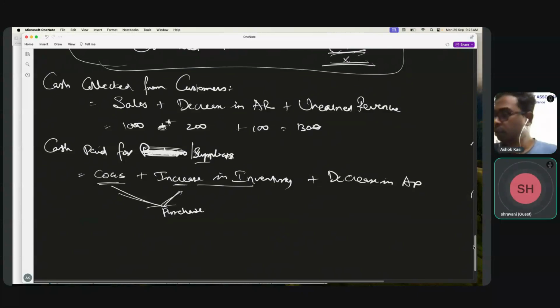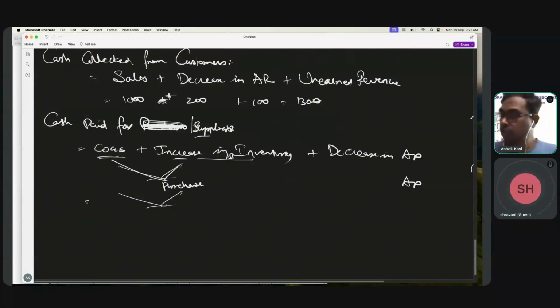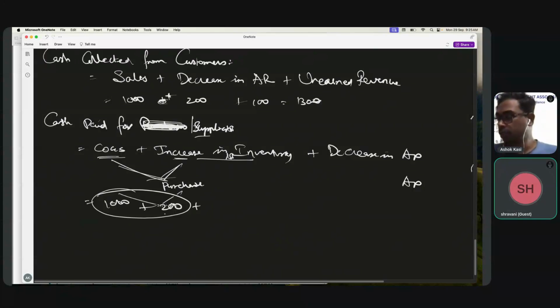Is this fine? Have you understood this one? Like cost of goods sold is again 1000. Increase in inventory is 200. So this much I have purchased actually. Out of that, 1000 I have sold, 200 is in inventory. Then also previous accounts payable I have paid 100. So overall 1300. Is it okay?